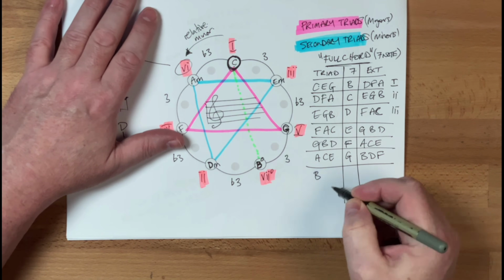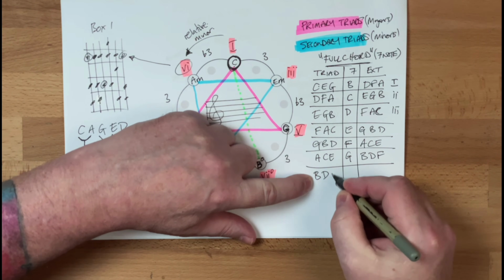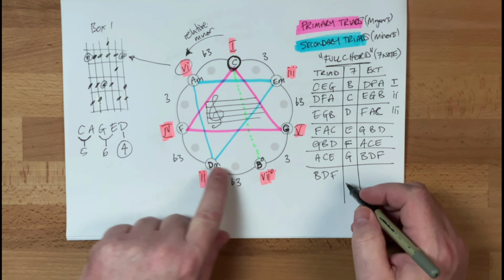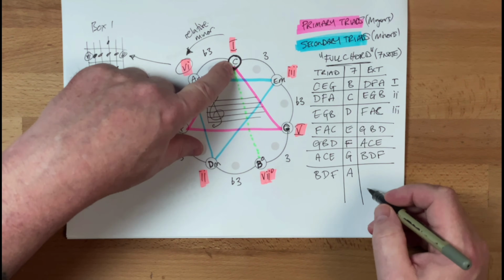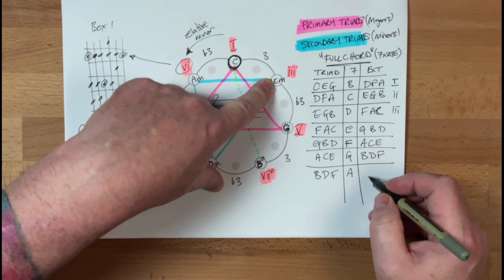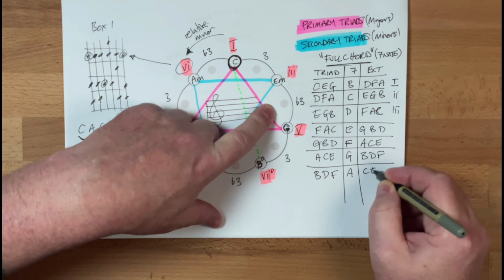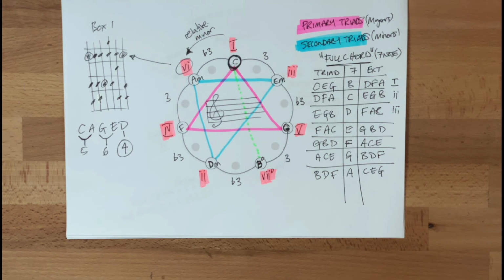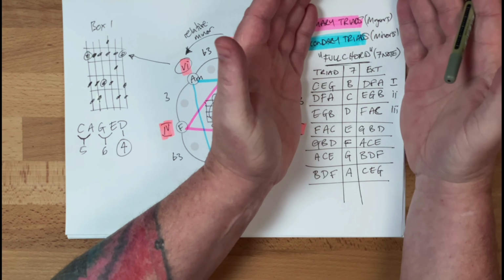This is the last one because we've gone C, D, E, F, G, A, B. D, F. Right? So let's go. B, D, F, A is the 7th, C is the 9th, E is the 11th, and G is the 13th. So C, E, G. Look, C, E, G. That's the way it works, guys. So we can kind of look at it in that table there. But that's what I call the full chord.